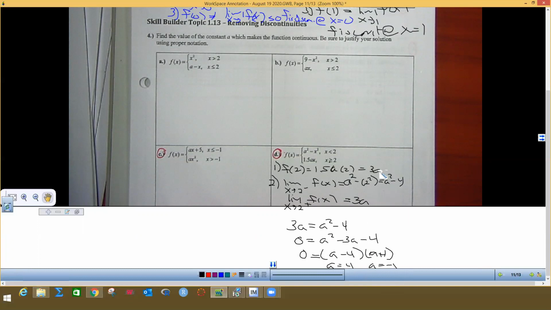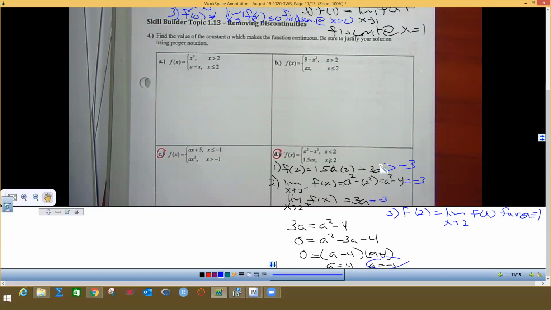If I plug negative 1 in up at the top, I get negative 3. I'm going to change the color. So this goes to negative 3, and if I plug negative 1 in here, I get negative 3. That means that step 3 is true, that f of 2 does equal the limit as x approaches 2 of f of x for a equal to negative 1. So this one worked.